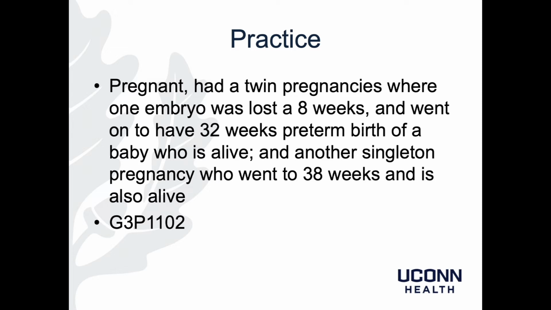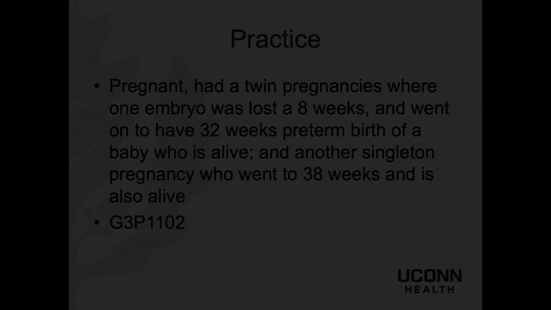The answer: she's a G3P1102. And again, don't let that 8-week loss in her twin pregnancy make you think you want to put a 1 in her abortions. That would cause her to have 3 prior pregnancies, and that's incorrect. She has 2 prior pregnancies, one that went to 32 weeks. Yes, along the way, a twin was lost at 8 weeks, but she has that 1 preterm birth in a live child. She has that 38-week singleton birth that results in a live child. So there's her 2 and her para. She is pregnant, so that would make her a G3.